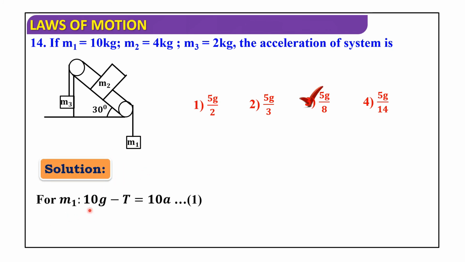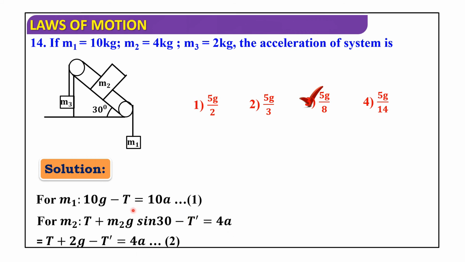For m1, 10g minus T is equal to 10a. Consider this equation number 1. For m2, T, that is tension, plus mg sin theta minus T dash is equal to 4a. From this we can write as T plus 2g minus T dash is equal to 4a. This is equation number 2. Here m2 into g sin 30.